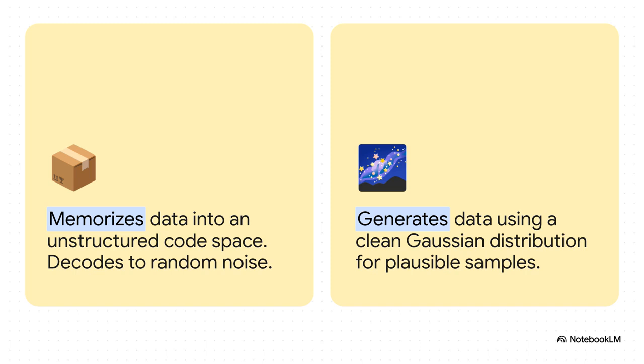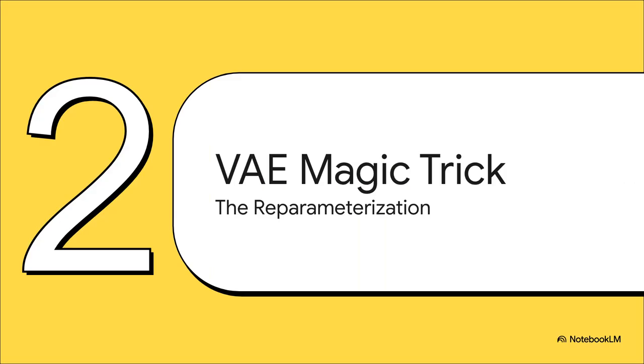Its compressed code space is just a totally unstructured, lumpy mess. It's basically a compression model dressed up as an AI. If you pick a random coordinate in that space and decode it, you're just going to get static noise. Now, a VAE, on the other hand, forces that code space into a beautifully clean, smooth, isotropic Gaussian distribution. You can actually pluck a random sample from this structured space, decode it, and bam, you get a completely new mathematically plausible digit.